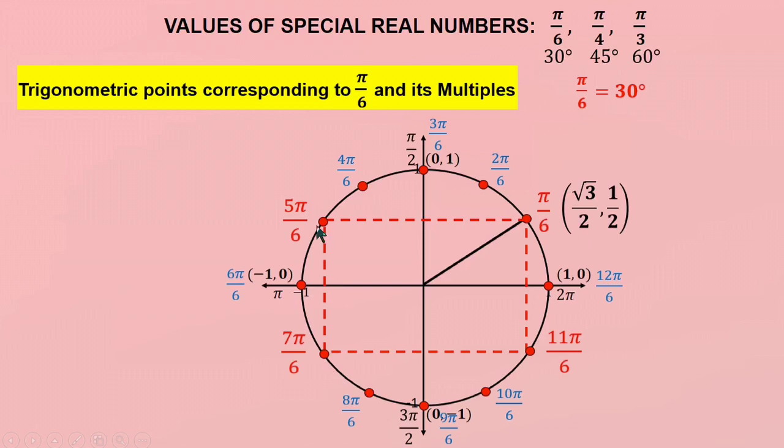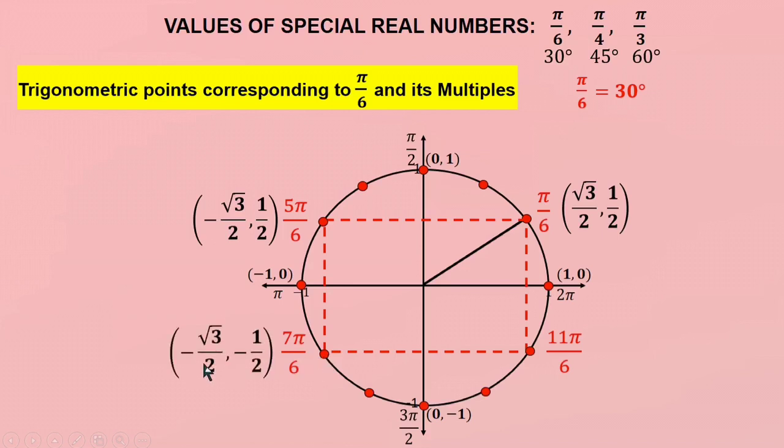Since point 5 pi over 6 is located on quadrant 2, the sign of x coordinate is negative, while y is positive. On the other hand, since 7 pi over 6 is located on the third quadrant, the signs of x and y are both negative. While 11 pi over 6 is on the fourth quadrant, thus x is positive while y is negative. And these are the multiples of special real number pi over 6.